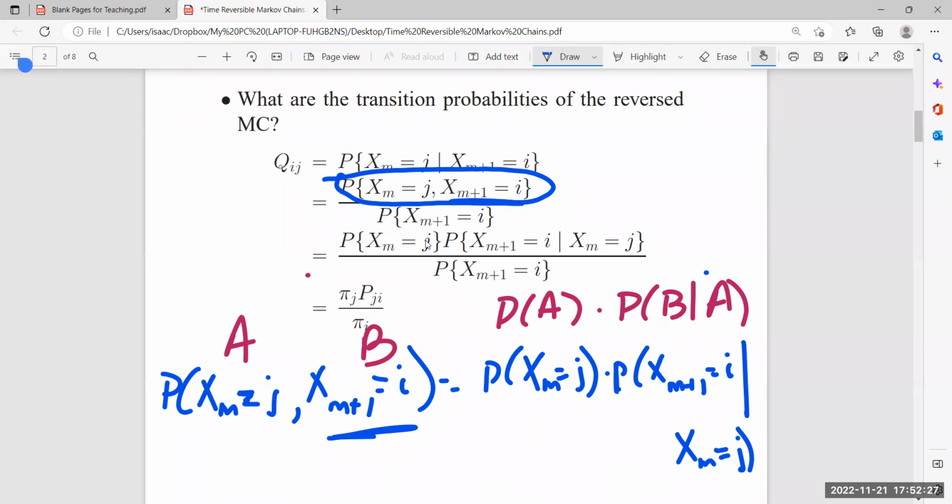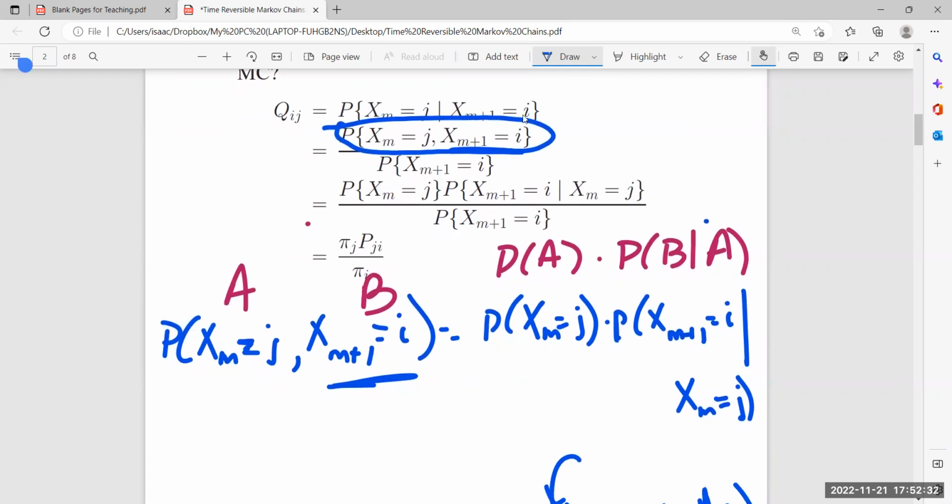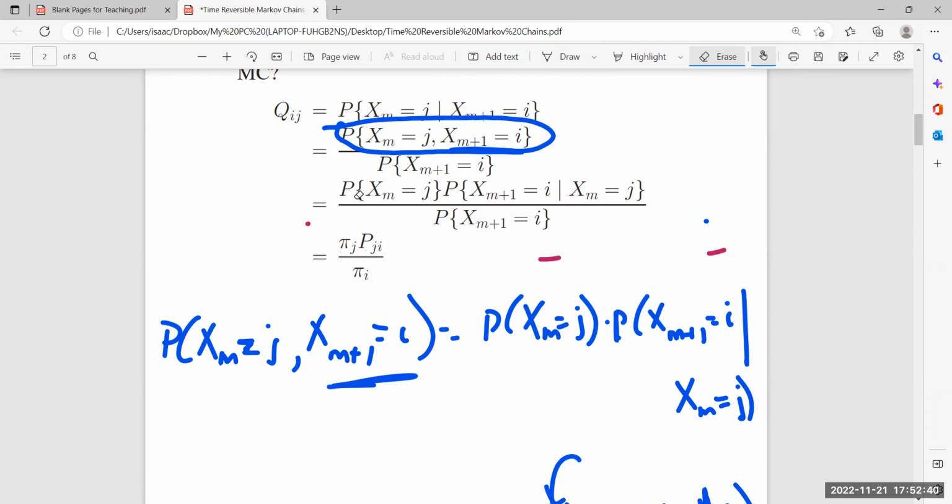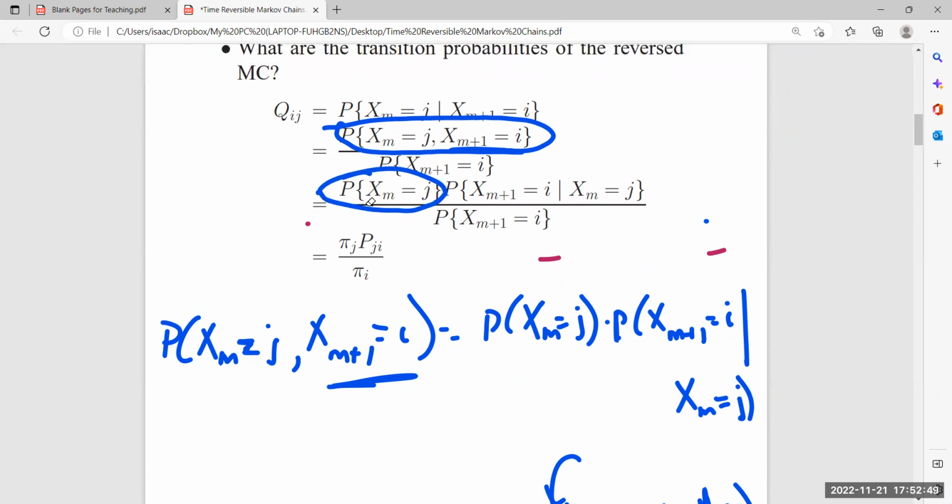Now, what did we say about the initial matrix? We said that it was stationary. So that means that I can replace this first term here with pi j. This term here is equal to pi j since the Markov chain is stationary. So by the ergodic theorem, we have that it is pi j.